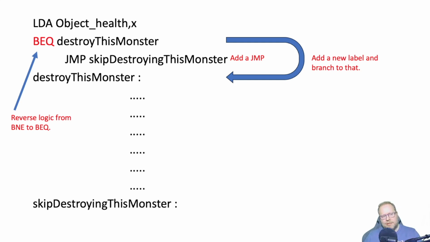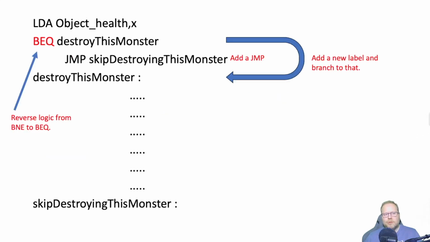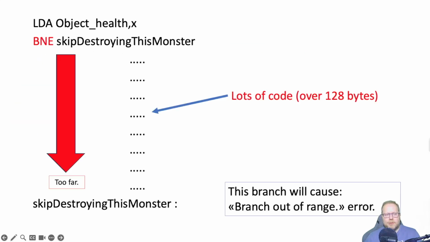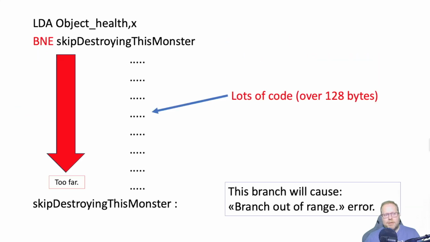So let's compare this to how it was before. This is how we solved it. This is how it was. Here I just said branch if not equal, and I want to branch all the way down here. Well, that doesn't work because there's a lot of code, so I do this instead. This little workaround. Problem, solution. So, like I said, I hope that makes sense. Alright, so I think we talked enough about branching.